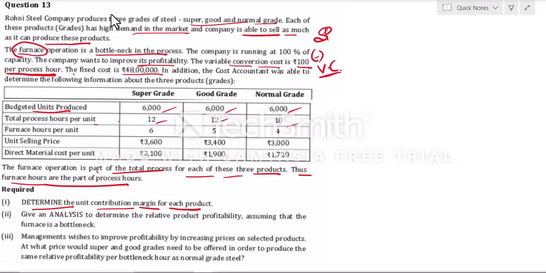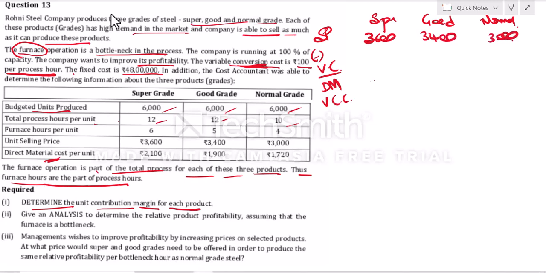Here we have 2 kinds of variable cost: variable conversion cost and direct material cost. We have to reduce both to get the answer for super, good and normal. The selling prices are 3600, 3400, 3000. Variable cost, direct material: 2100, 1900 and 1720.